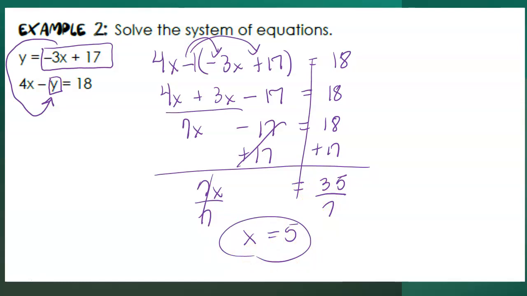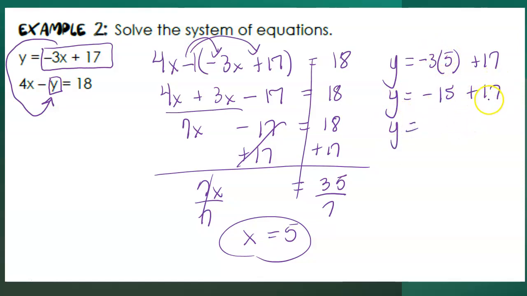Now we need to go through and plug 5 into the top equation. Sorry, you can plug it into either equation, but I'm solving for y. So why not use y equals? So we get y equals negative 3x, which is 5, plus 17. Negative 3 times 5 is negative 15. And negative 15 plus 17, different signs, so I'll subtract. 17 minus 15 is 2. Keep the sign of the bigger number, so it's positive 2. So then I write it as an ordered pair, 5, comma, 2.